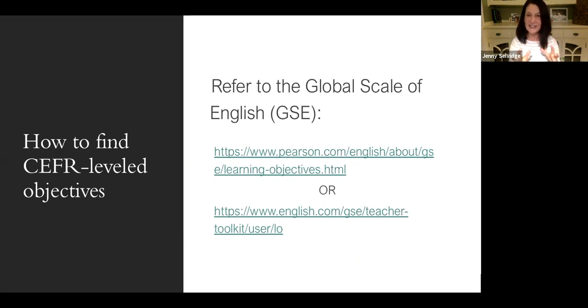Next. One thing that I like to do is to use the Global Scale of English. I was going to show you this, but you'll have to look at it on your own. If you've been with me before, you have heard me talk about the Global Scale of English, called the GSE. It's a list of objectives that are categorized by CEFR level. This way you can know if someone's at a low A1, what kind of objectives they need, all the way to high A1 and then into the other bands, A2, B1, B2.